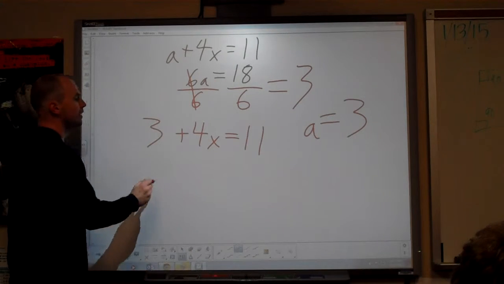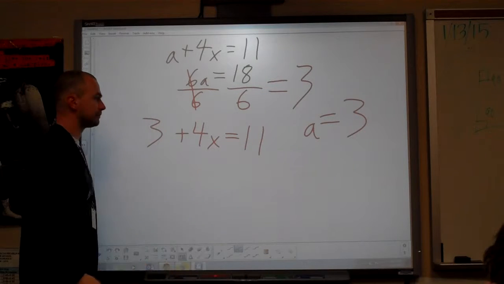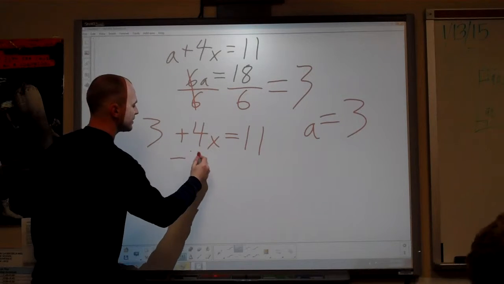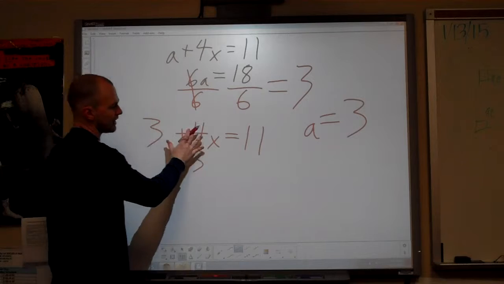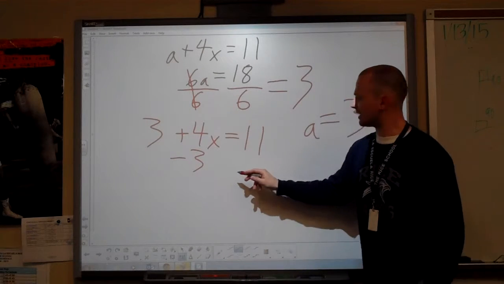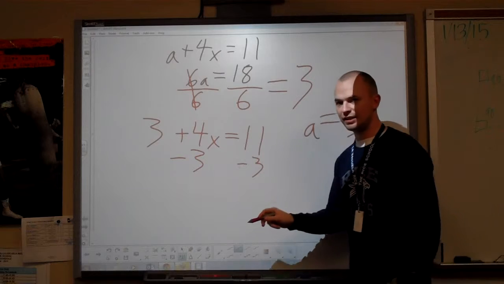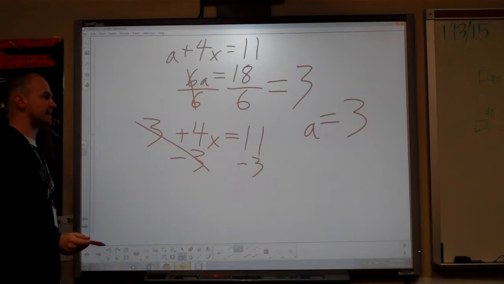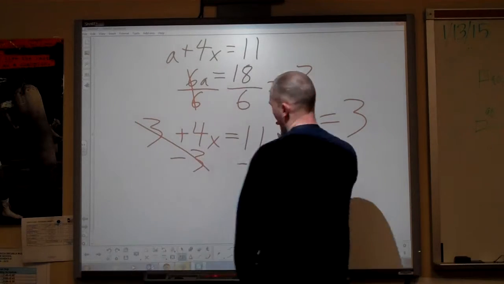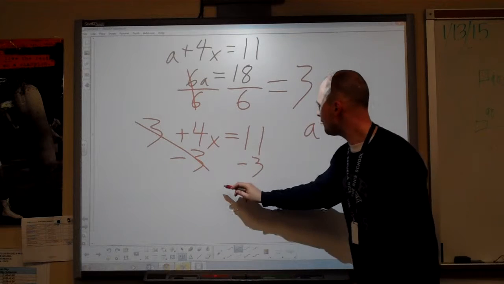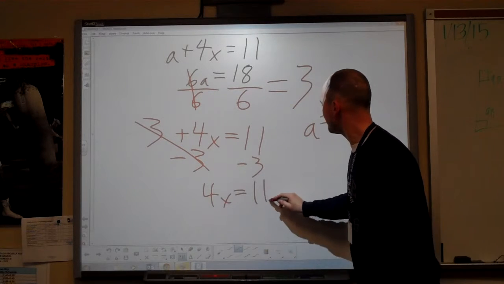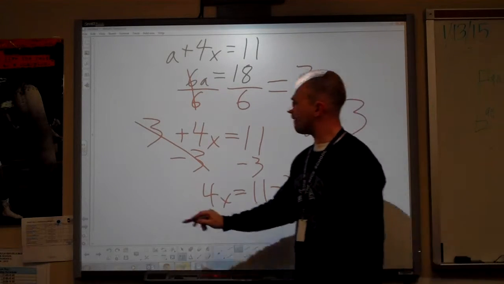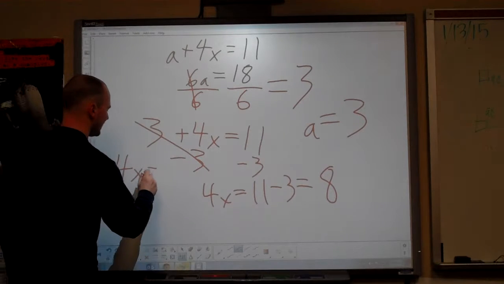So I have 3 plus 4x equals 11. Now, I want to get rid of this plus 3, so I'm going to subtract 3. But if I subtract 3 from this side of the equation, in order to keep this equal, I've got to subtract 3 from this side of the equation. So, 4x plus 3 minus 3, they cancel out. So I've got 4x equals 11 minus 3. 11 minus 3 is just 8. So I have 4x equals 8.